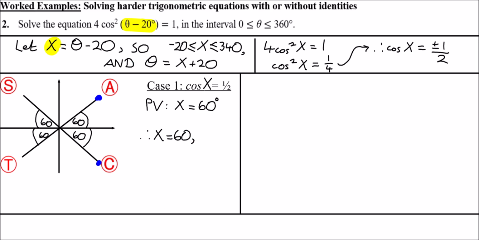We could also have it where big X is greater than this. So big X being 60 is fine. But if we go all the way around to the C quadrant in the positive direction, which is anti-clockwise, 90, 180, 270, this would be 300. It's almost a full circle, but without that 60. So big X can be 60 or 300.